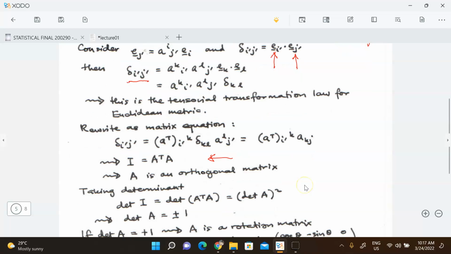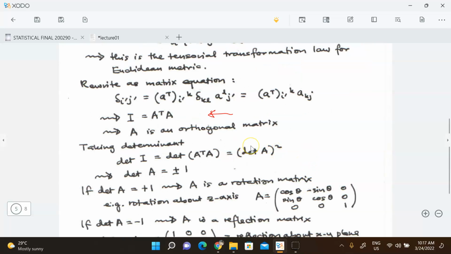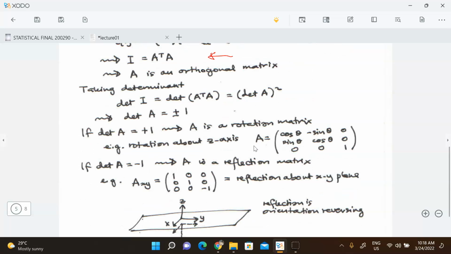So A is an orthogonal matrix, but then if you take this equation and take the determinant, the determinant of I is just 1. This is the determinant of A transpose A. The determinant of A transpose is the same as the determinant of A, so this gives you determinant A squared. So in other words, determinant A is plus or minus 1. The case of the rotation is the case of plus 1. This is supposed to be a revision really. But there is another possibility which you should consider as well, which is negative one. For negative one, your A will be a reflection matrix.